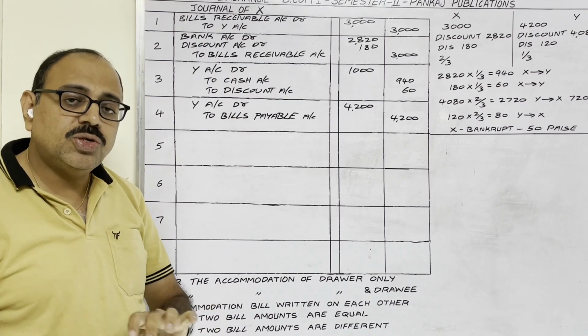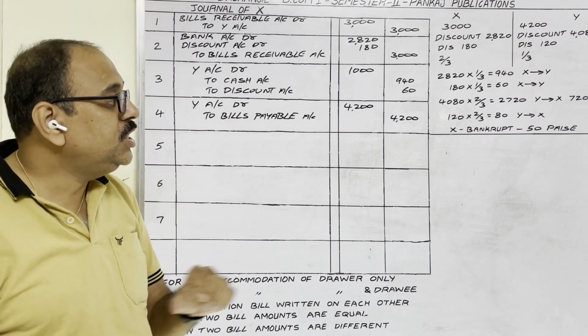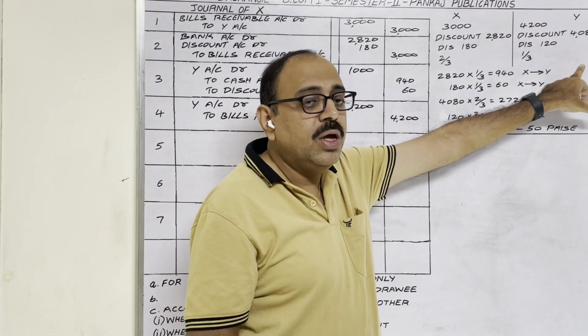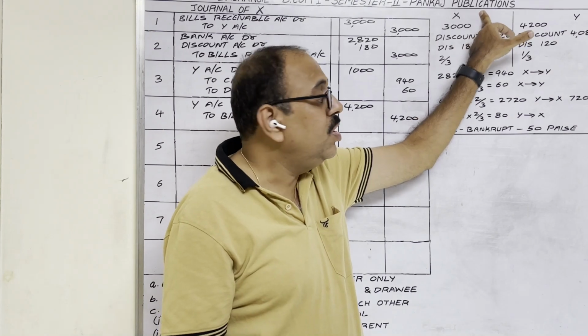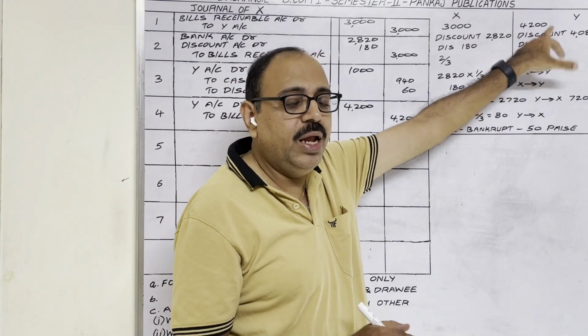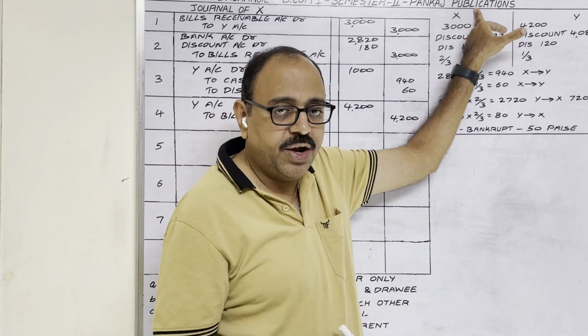This second bill is also discounted, but the transaction is between Y and the bank now. X is not affected. Therefore, for the second bill discount in X's books, we need not write any entry.